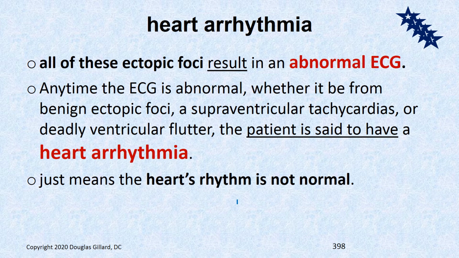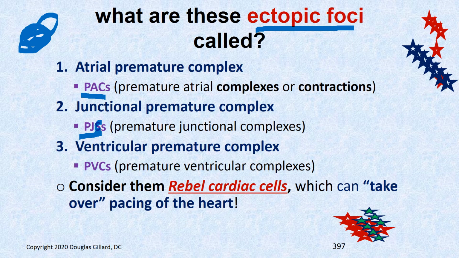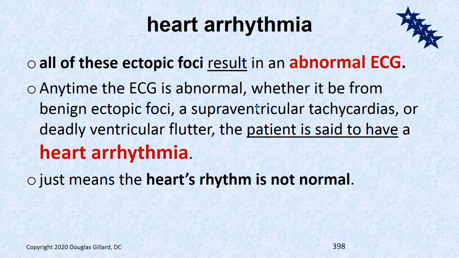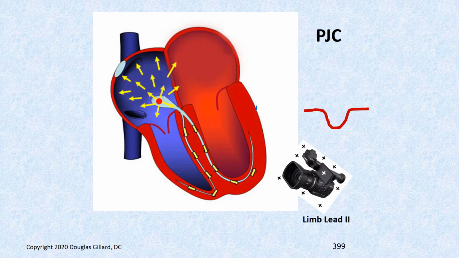We should talk about an arrhythmia. So all ectopic foci result in abnormal EKG. If you have an abnormal EKG, you have a heart arrhythmia. Let me say that again. If your EKG is abnormal, you have a heart arrhythmia. So all of these ectopic foci, PACs, PJCs, PVCs, these are all arrhythmias. Sometimes they're there all the time, sometimes they're not. That means the heart's rhythm is a little off.